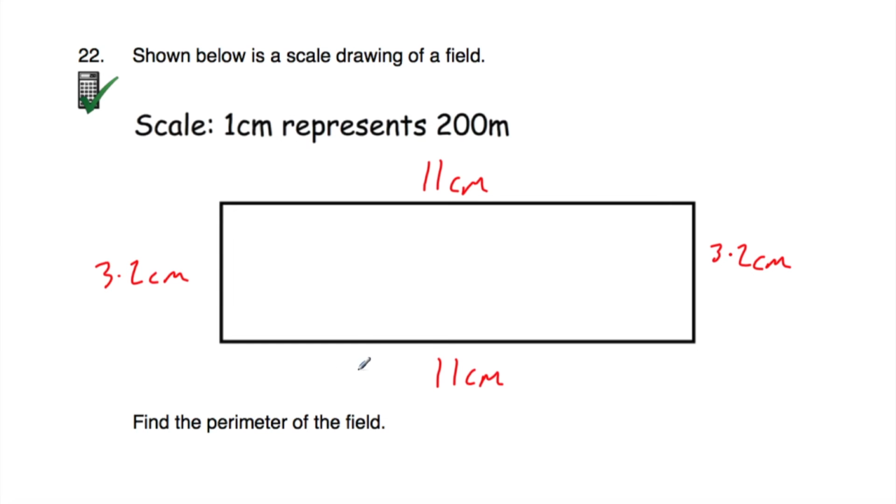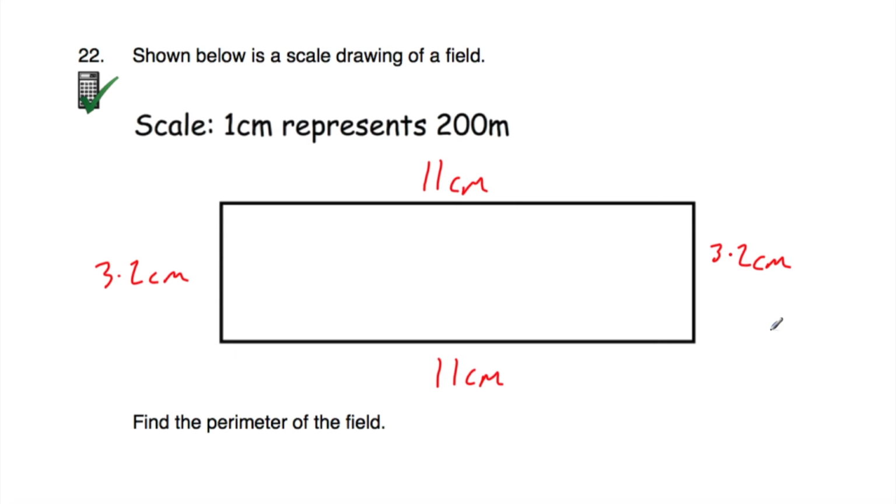And the question says find the perimeter of the field. There's a couple of ways we can do this. One way we could do it is to add these together, the 11 centimeters, the 3.2 centimeters, the 11 centimeters and the 3.2 centimeters, and see how many centimeters that is in total, and then use the fact that every centimeter is 200 meters, and then work out the perimeter of the whole field.